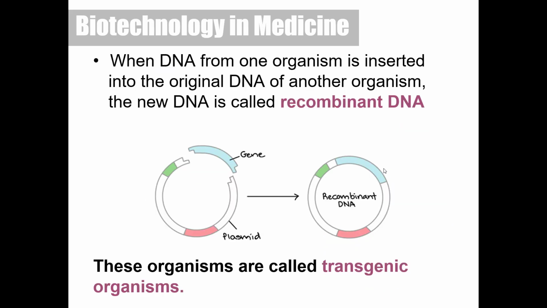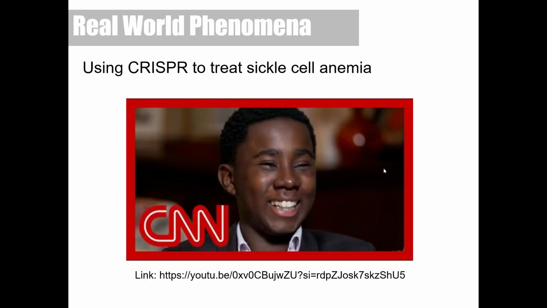Now, when DNA from one organism is inserted into the original DNA of another organism, we have a name for the new DNA, and it's called recombinant DNA. And so you can see here in the picture, we have a bacterial plasmid. We have cut out the old gene. We have replaced it with a desired gene. And so at that point, we then have recombinant DNA. And then when that DNA is inserted into an organism, we call it a transgenic organism.